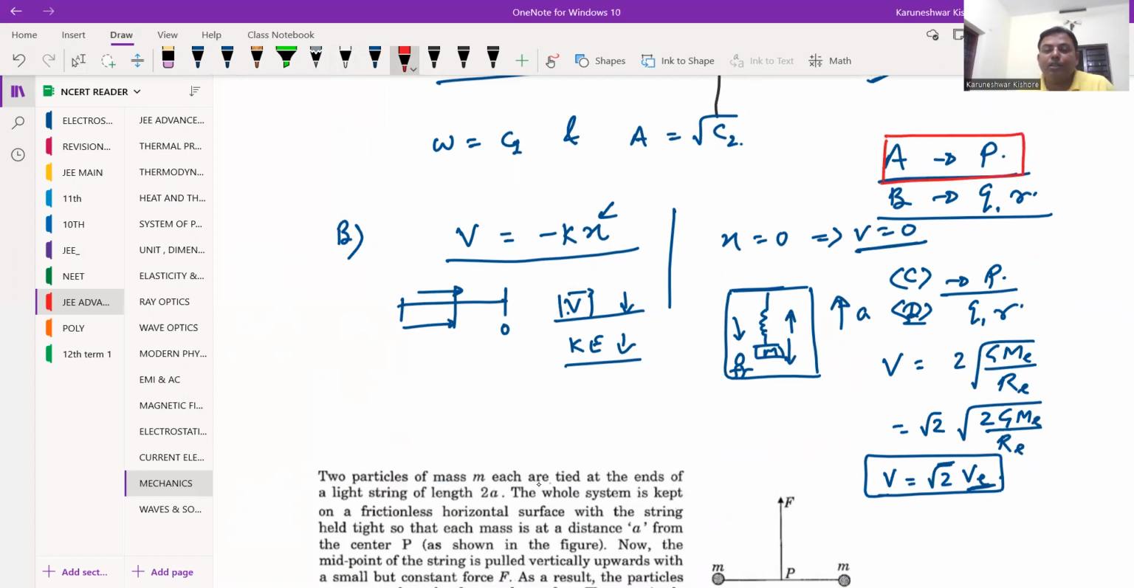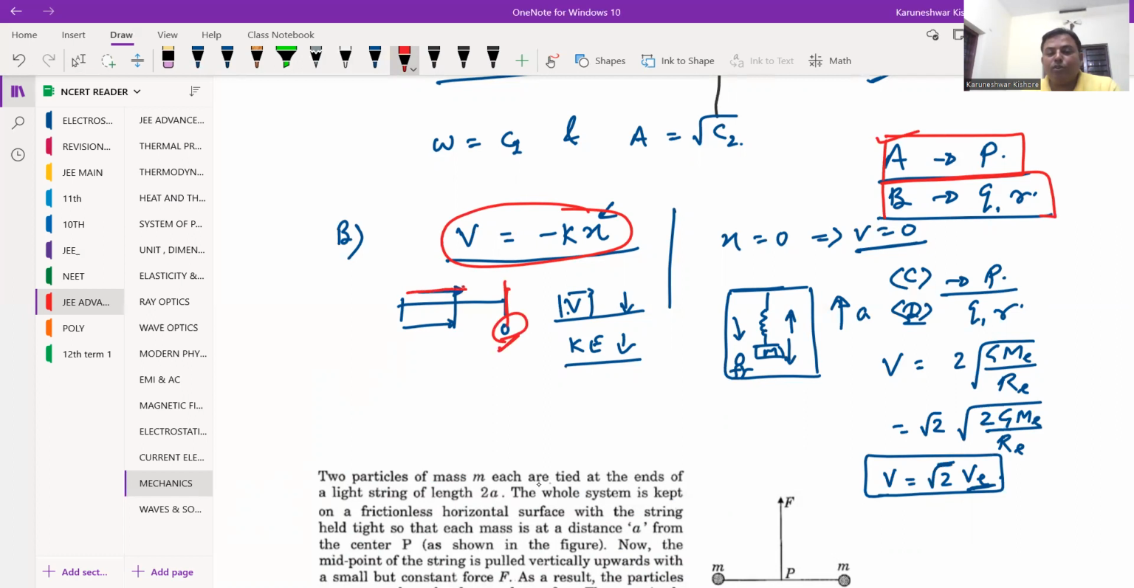The A option is having P, where A is the situation which resembles the SHM. We know that kinetic energy always changes with respect to the position, and the direction always changes; it is not that the direction changes only once. For the second option, it was the velocity relation with position, negative of the position. At the origin, the speed and kinetic energy will be 0.